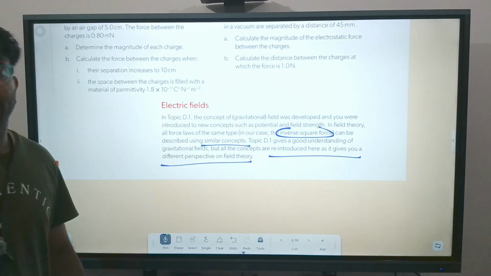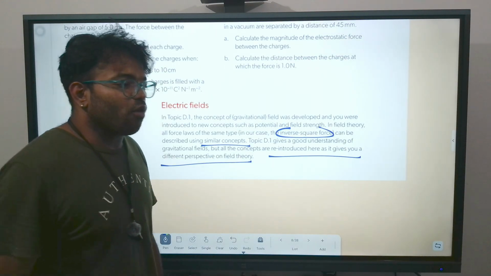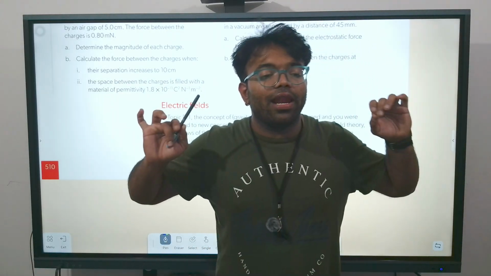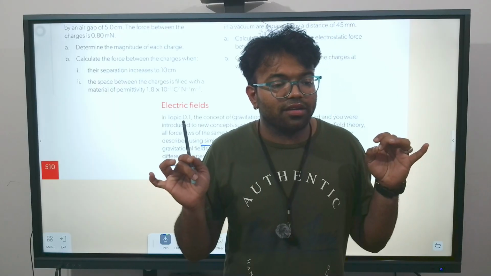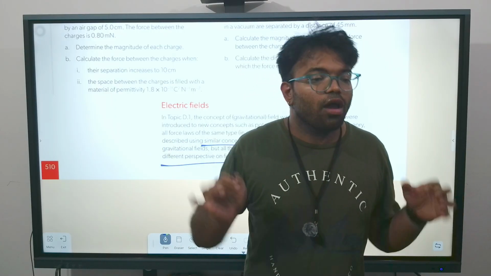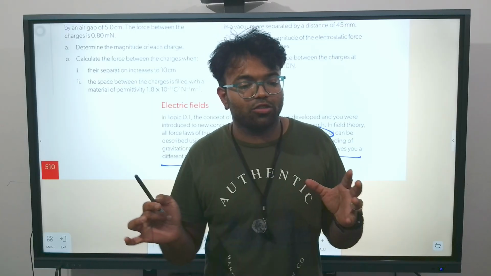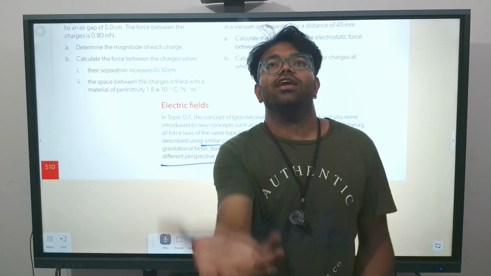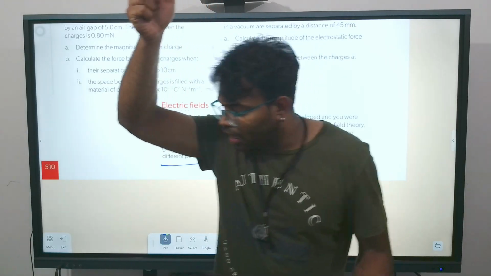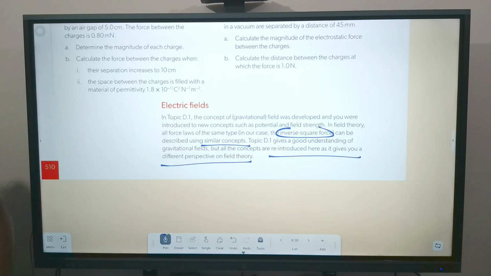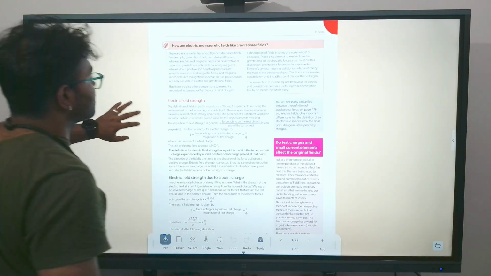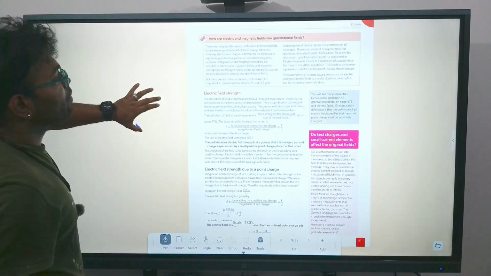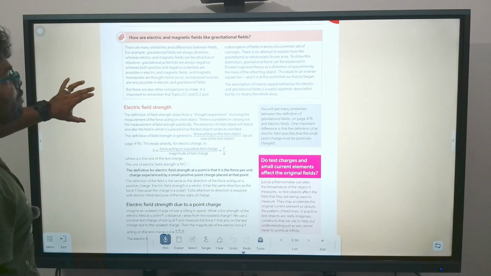We have to reintroduce these concepts for electric as well as magnetic fields, because when like charges are placed next to each other, or when like poles are placed next to each other in the case of magnetic fields, you get to see a repulsion. Understood? So let's start the class. What is the first thing? Electric field strength. Before that, there is a small topic we have to understand.